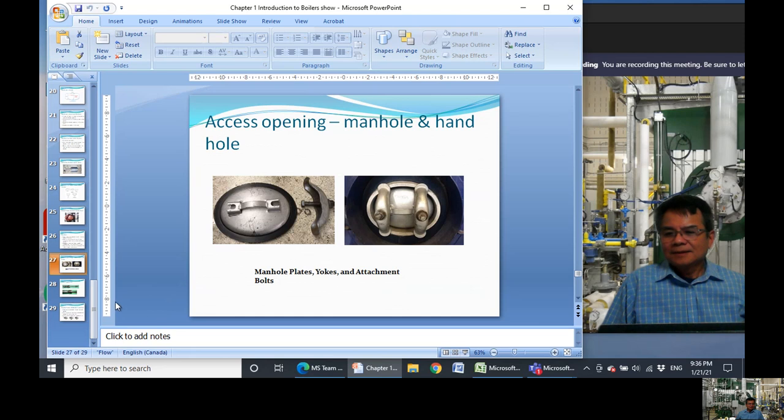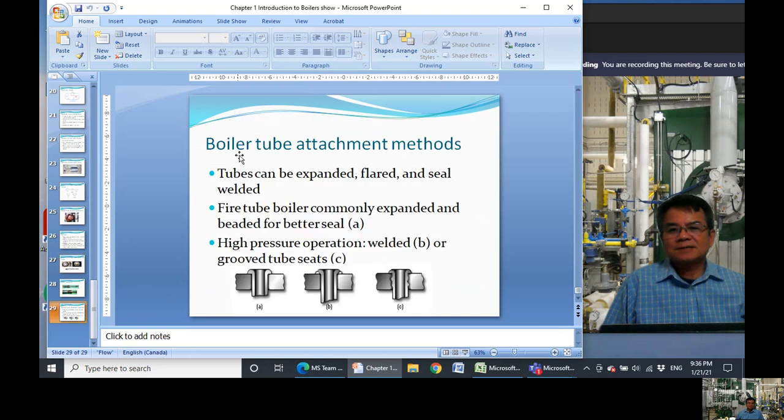Okay. Now the last item on the agenda is the tube attachment method. For the tube attachment method, there's a little bit of difference between the fire tube and the water tube. Now you see the fire tube boiler, they expand and bend for a better seal. They put the piece of fire tube in. This one will be your tube seat. You put it in there, and I put the expander in to expand it.